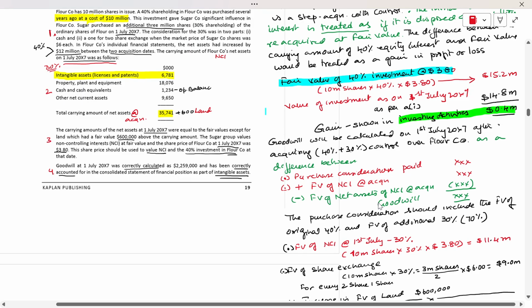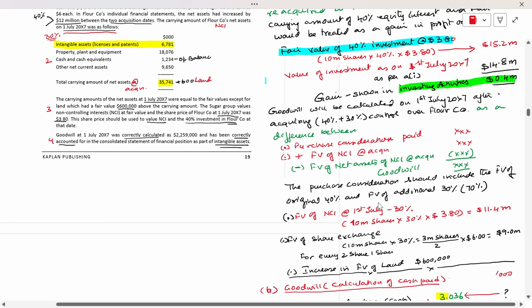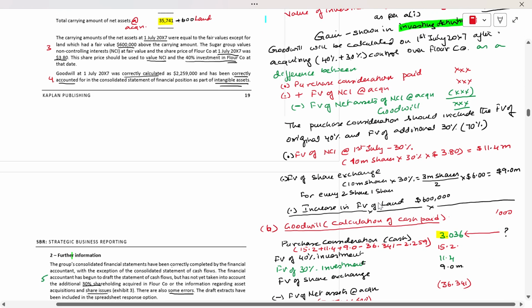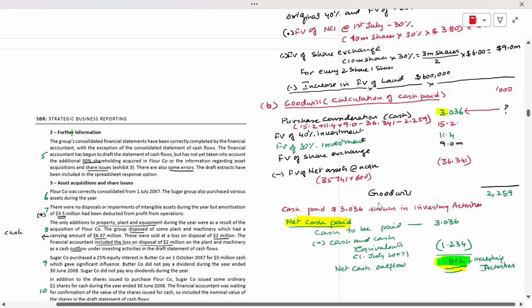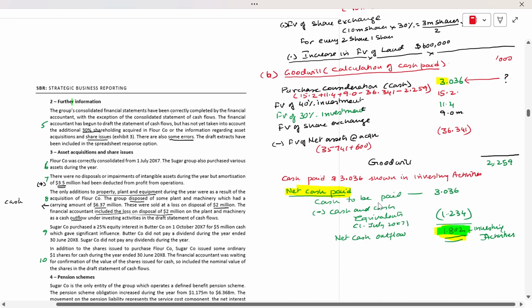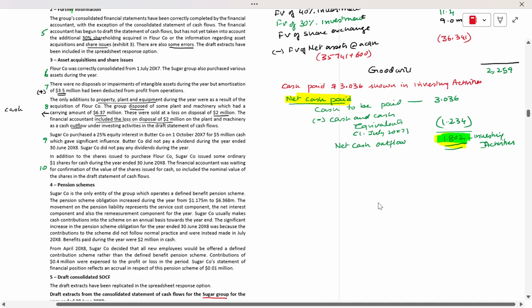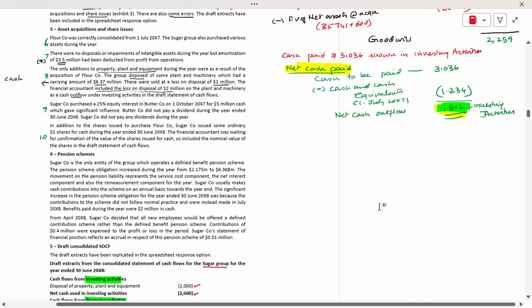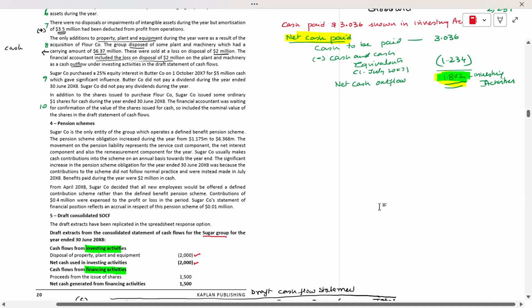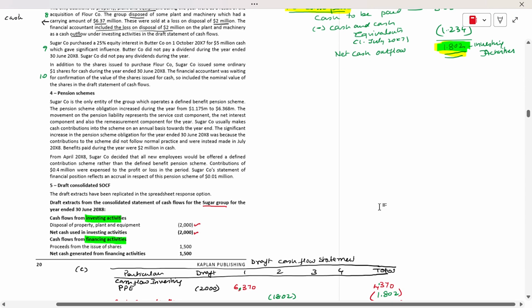Intangible property, cash and cash equivalents, other non-current assets. Carrying amount is how much? Fair value. Fine. Goodwill, fine. Point number 5 is okay. Consolidation, fine. Point number 7, 3.5 we have taken. 6.372 we have taken. They have purchased 25% equity. 5 million is the cash. Did not pay dividend during the year.